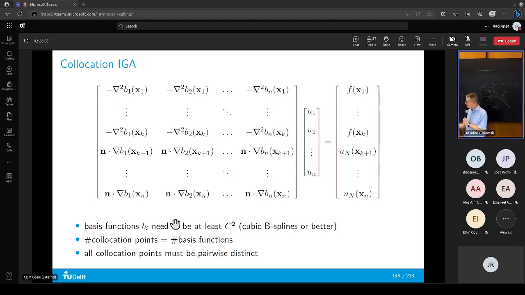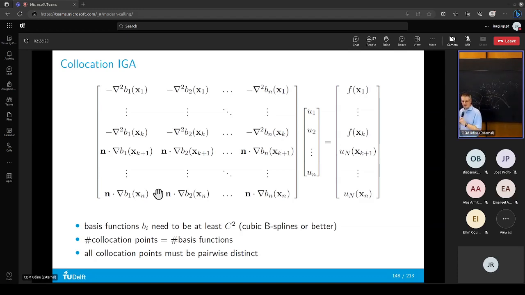First, we need that the basis functions are twice differentiable, and that is one of the reasons why it's not so popular in FEM, because they're typically not that. Another thing that we need is that the number of collocation points, so the number of rows, is equal to the number of basis functions, the number of columns. Otherwise, the matrix is not square, but a rectangular one.